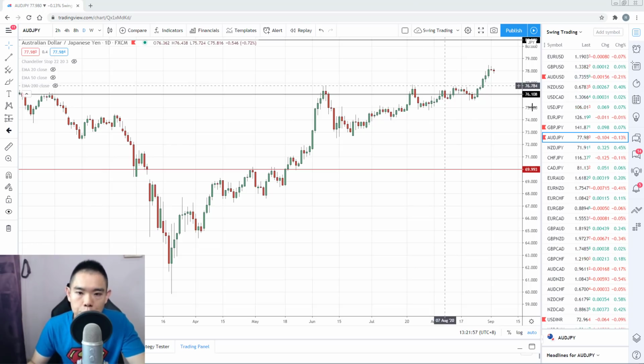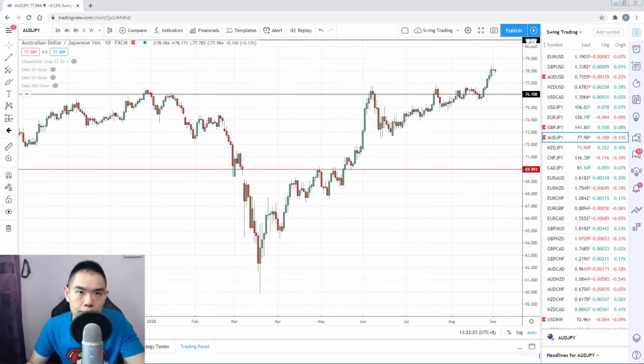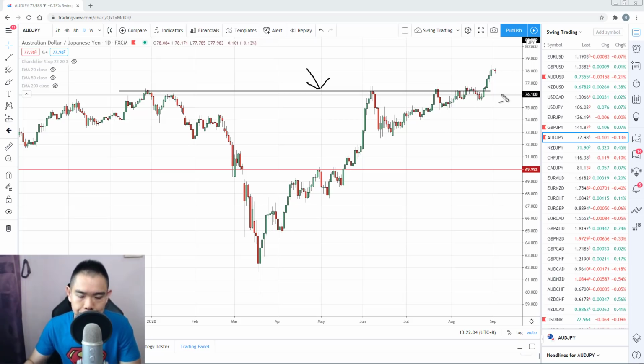So the first thing that I want to share with you is Aussie yen. I am bullish on this market. If you just zoom out a little bit, you can see that Aussie yen recently broke above this resistance area. Okay, very straight line. So anyway, we recently broke above around the 76.40, 76.50 level. So again, I'm bullish on this and I'm looking for potential buying opportunities.